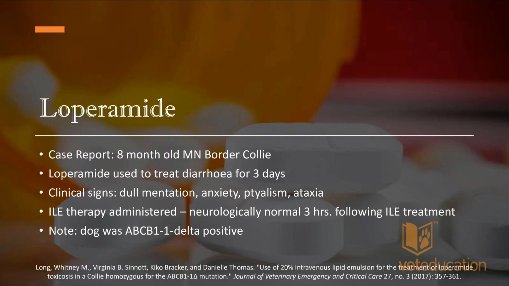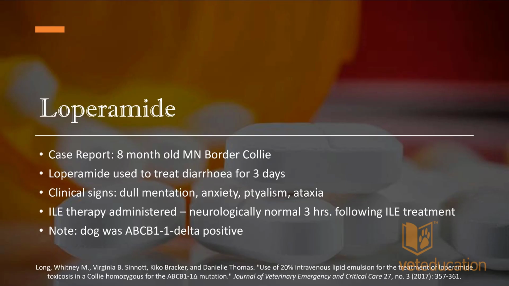Loperamide, okay, it's an opioid. It increases multi-haustral segmental contractions in the gut, so those mixing contractions in the gut, and decreases propulsive contractions in the gut. So it's used infrequently in people to treat non-infectious diarrhea. And this 8-month-old border collie had some loperamide to treat diarrhea for 3 days. And he had clinical signs of dull mentation, anxiety, ptyalism, and ataxia.